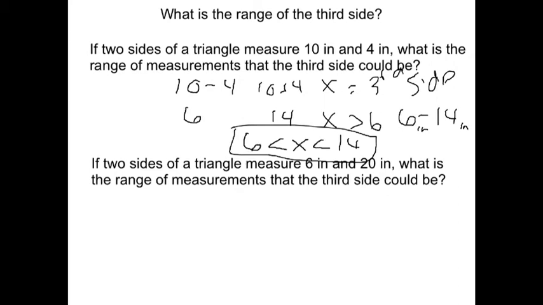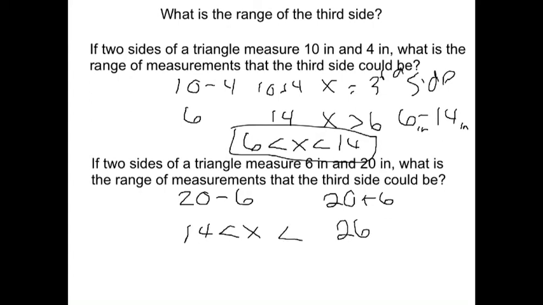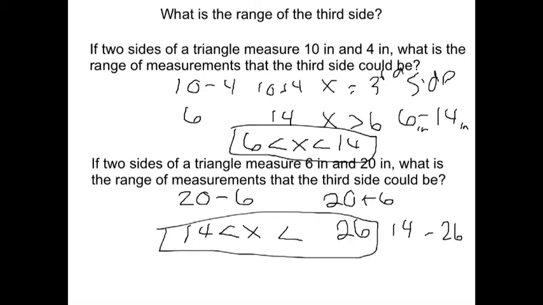If two sides of a triangle measure 6 and 20, what is the range of measurements for the third side? Well, we know the smallest it can be is 20 minus 6. So while it can't be 14, it can be anything bigger than 14. And then in order to find the upper constraint, we're going to add the two, and we know that 26 is the largest it can be. So x can be anywhere between 14 and 26, but it can't be 14 and it can't be 26. To find the lower, you subtract the two numbers, and to find the upper, you add the two numbers.